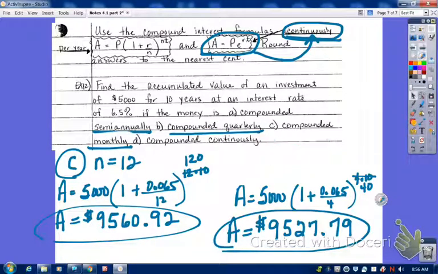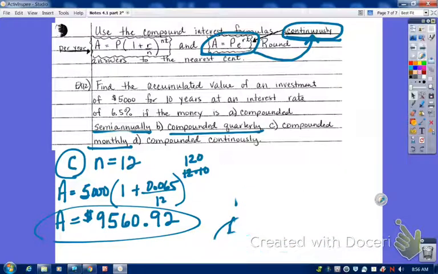All right, and the last one is collecting it continuously, every second, every minute. So we have to change formulas here because continuously doesn't give us an end value. So that's why we have to use the PERT formula for this.